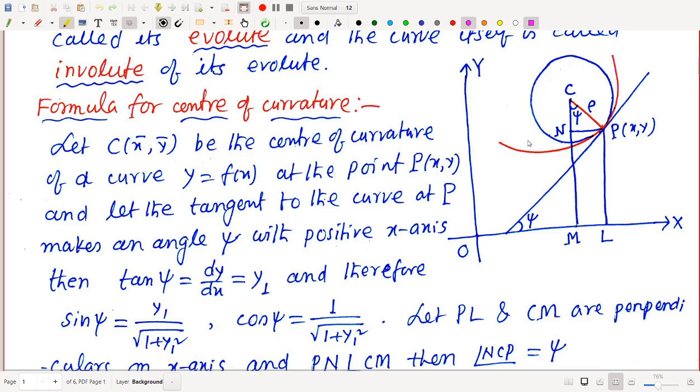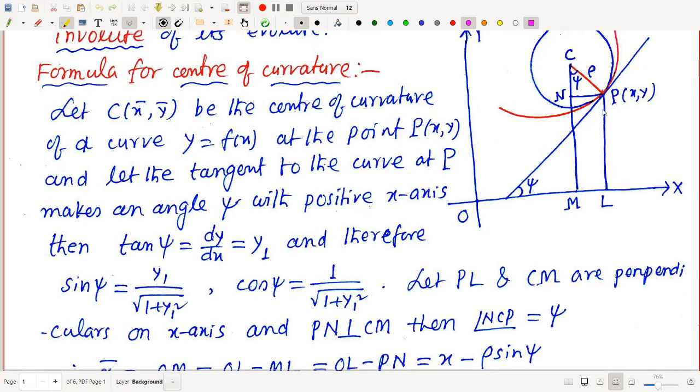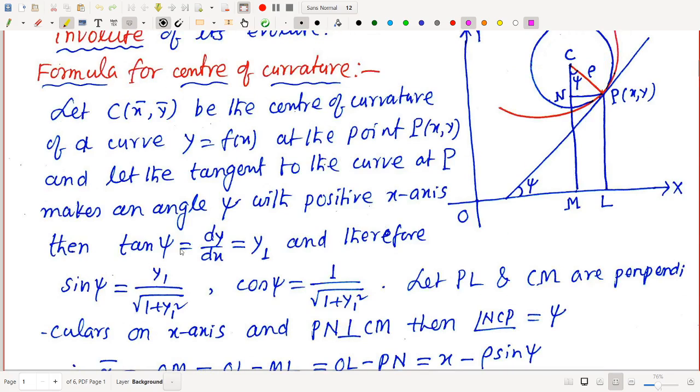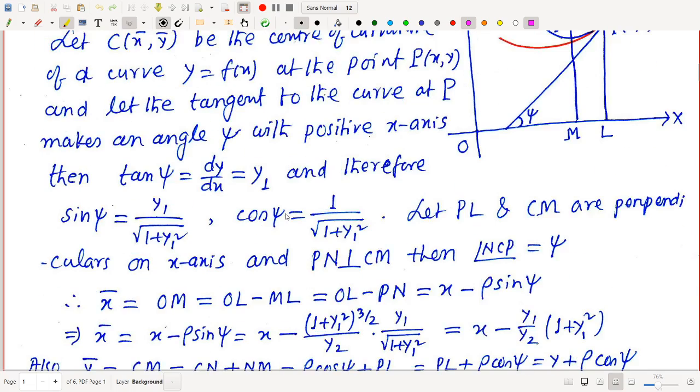So the coordinates are assumed (x bar, y bar), and we also assume the tangent to the curve at the point P makes an angle psi with the positive direction of the x-axis. Then we know dy by dx is tan psi, and dy by dx is generally written as y1. Therefore tan psi is y1, so sin psi will be y1 by root over 1 plus y1 square, and cos psi will be 1 by root over 1 plus y1 square. This is very obvious from simple trigonometry.